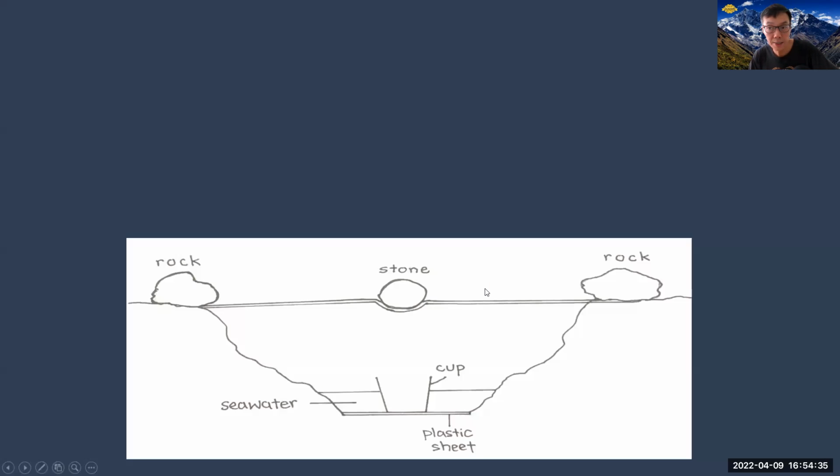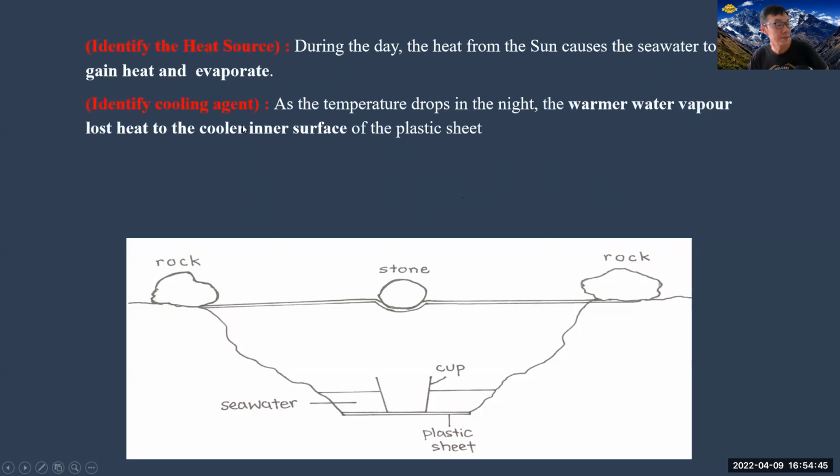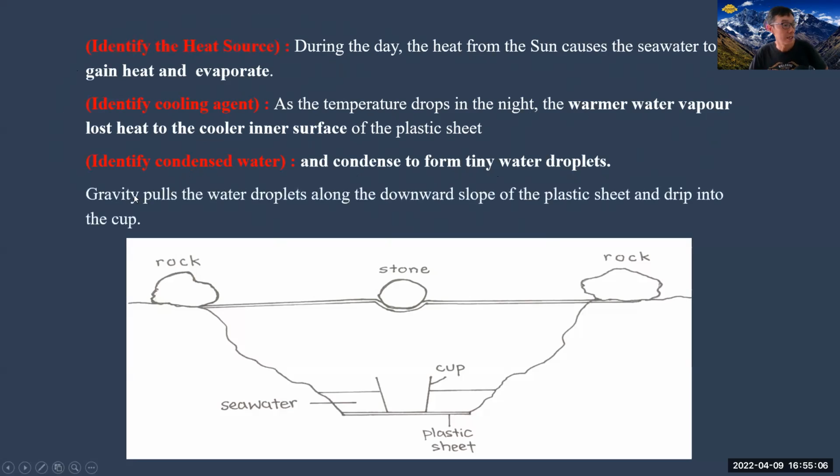I enlarge this to reiterate the point. During the day, the heat from the sun causes the seawater to gain heat and evaporate. That is the heat source. Secondly, the cooling agent. As the temperature drops at night, the warmer water vapor loses heat to the cooler inner surface of the plastic sheet and condenses to form tiny water droplets. So remember these three steps: heat source, cooling agent, and how the condensed water is collected. Gravity pulls the water droplets along the downward slope of the plastic sheet and they drip into the cup.